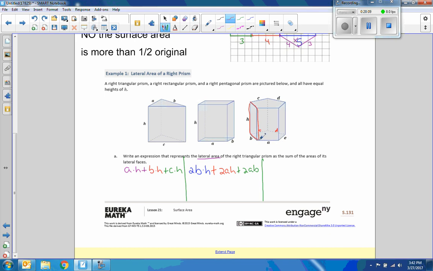So it's the base length times the height H, and the H is always the same. So it will be side A, which is in front of us, times H, plus side B times H, plus the length of C times H, plus the length of D times H, plus the length of E times H. Okay? So AH plus BH plus CH plus DH plus EH.